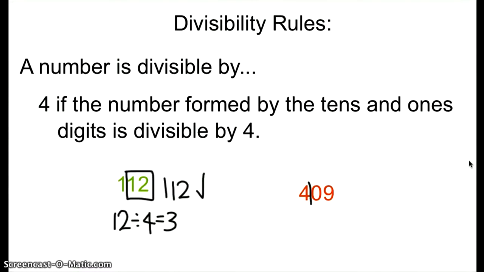Is the number made up of the tens and ones place in 409 divisible by 4? Is 9 divisible by 4? It is not. So 409 is not divisible by 4.